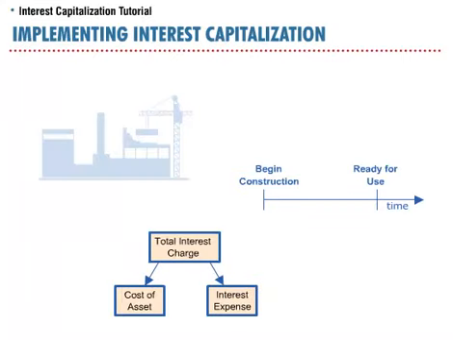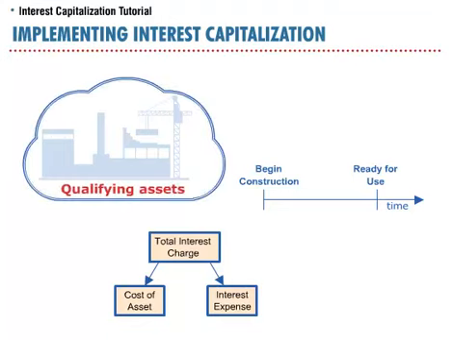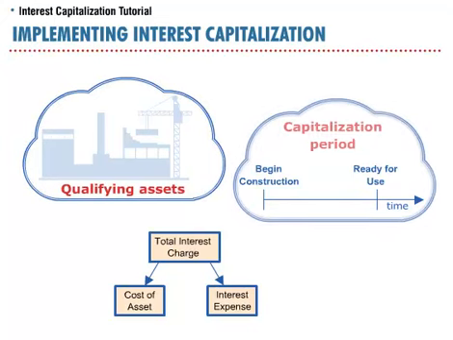When implementing the GAAP method for interest capitalization, three elements must be considered. These items include: 1. Qualifying assets, 2. The capitalization period, and 3. The amount to capitalize.